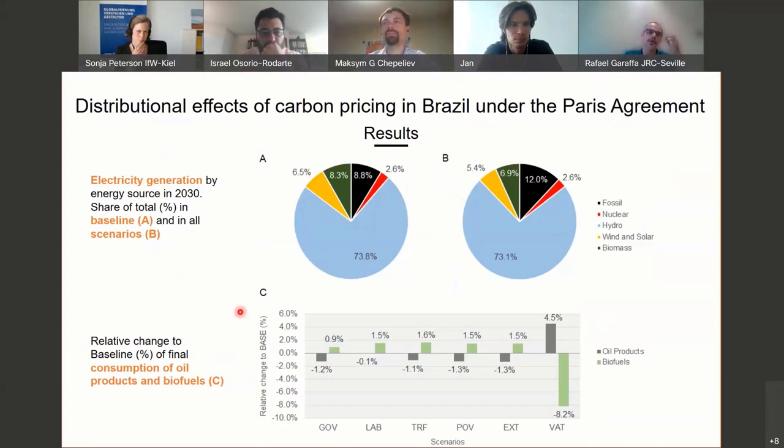And then, of course, we have the consumption of oil products and biofuels changing across scenarios. And this is an important characteristic of the model. We account for the biofuels and biomass in the energy matrix. And here we can see that an increase of biofuels is perceived as a trade-off for oil products in most scenarios, except for the bad scenario where we have an increase of oil products.